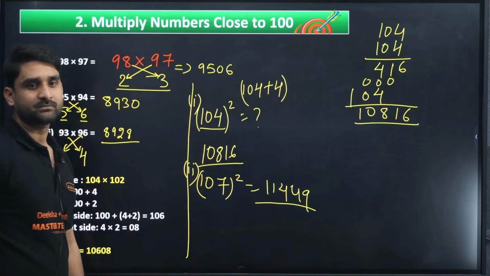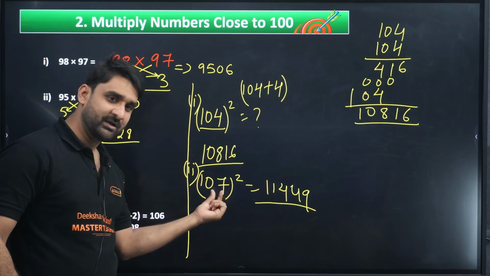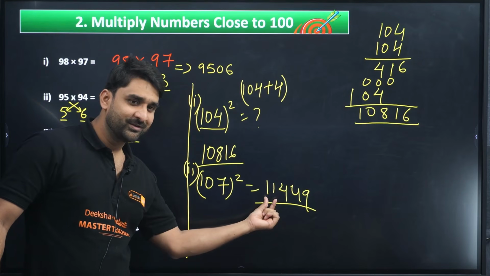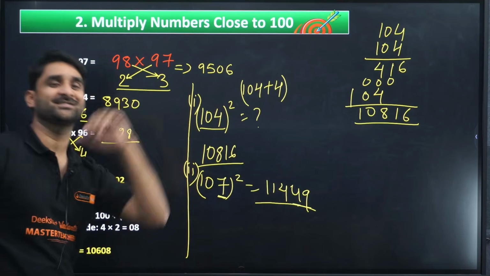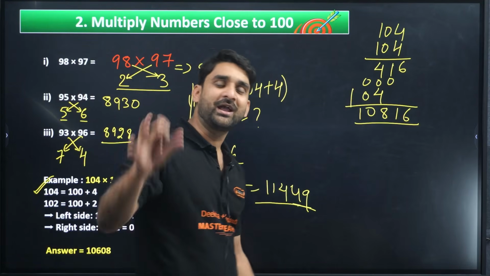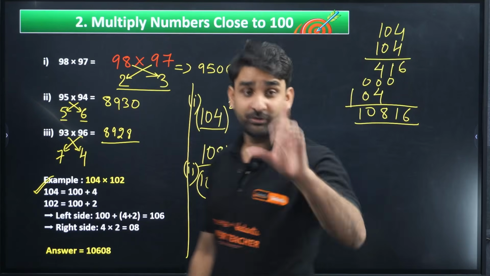This is the answer. Because 107 is already there, and if we add 7, 114 would be there, so 114, and by squaring 7 we get 49. So this is the answer, my dear. By doing this, you can increase your calculation speed, my dear. So this will help you out in your exam.